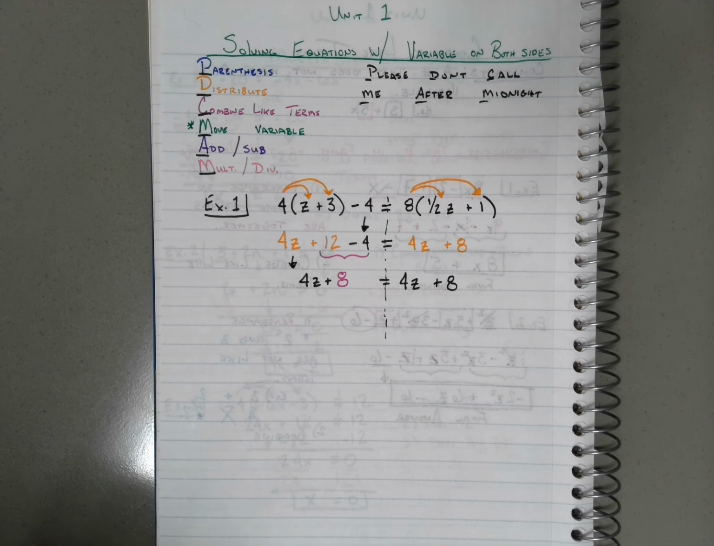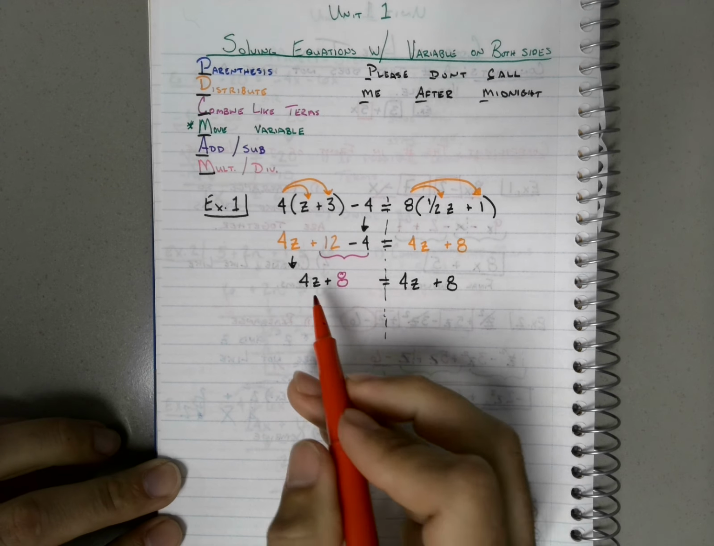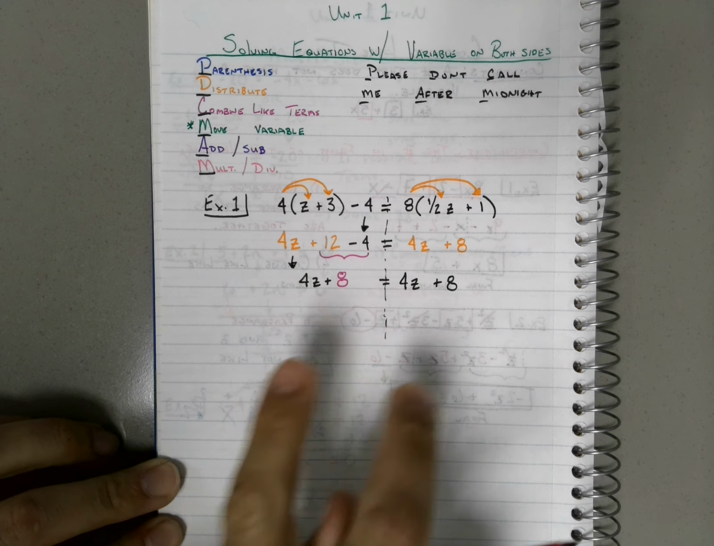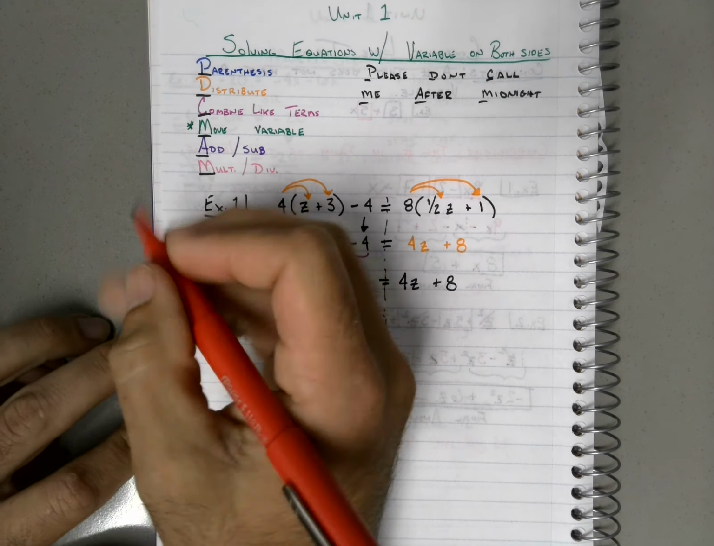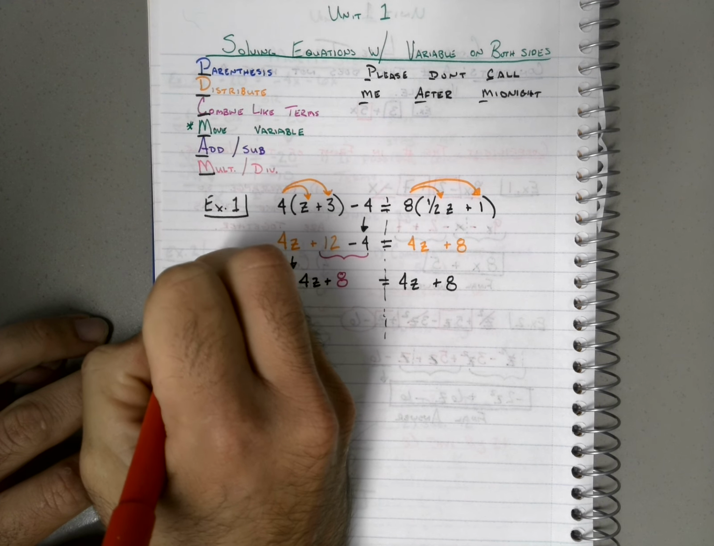Now, if we look carefully right here, you should notice something. What happens? 4z plus 8 equals 4z plus 8. Both sides are exactly the same. Okay? This is an identity. All right? That tells us something.